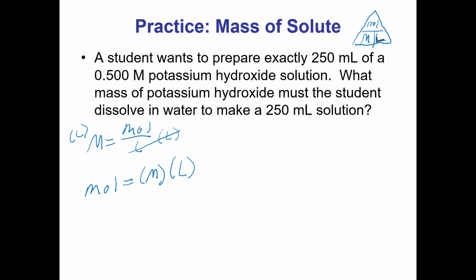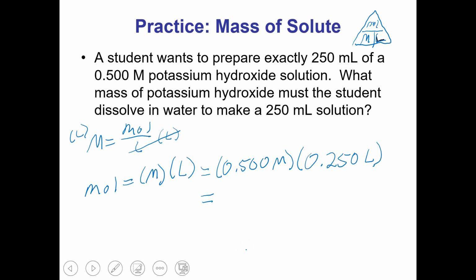So in this case, we're looking for moles, so whether you rearranged algebraically or you use the triangle shortcut, you get moles is equal to molarity times liters. So we have a 0.500 molar solution, 250 milliliters, if you convert that to liters, that comes out to 0.250 liters. So 0.500 times 0.25, and we can't add significant figures here, so this should just be 0.25 liters.